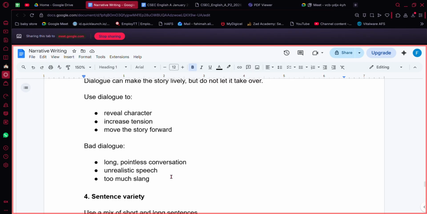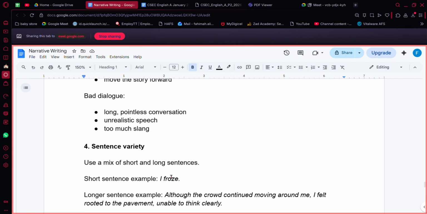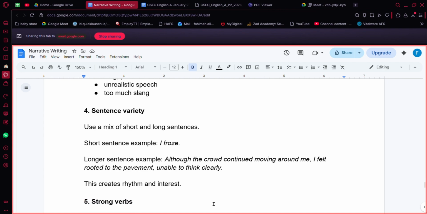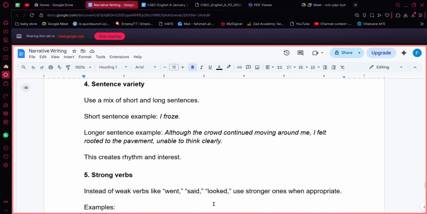Sentence variety. You need to use a mix of long and short sentences in your whole story. A short sentence could just be "I froze." This adds suspense and tension. A longer sentence might be, "Although the crowd continued moving around me, I felt rooted to the pavement, unable to think clearly." Right, so that's a long sentence.